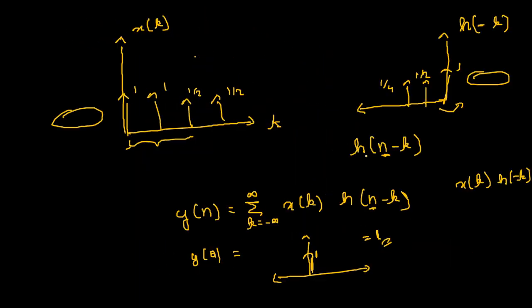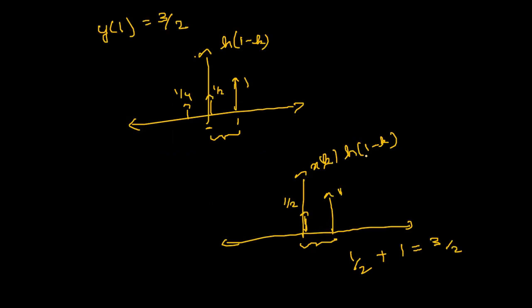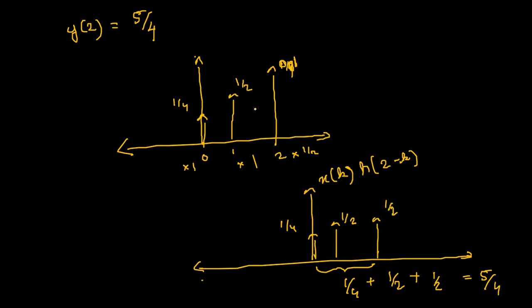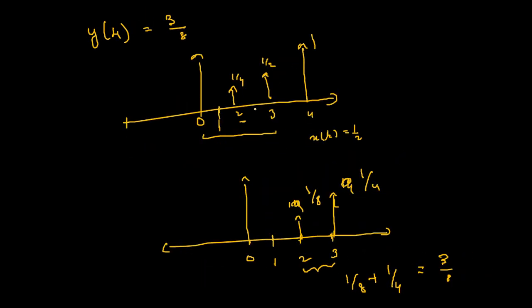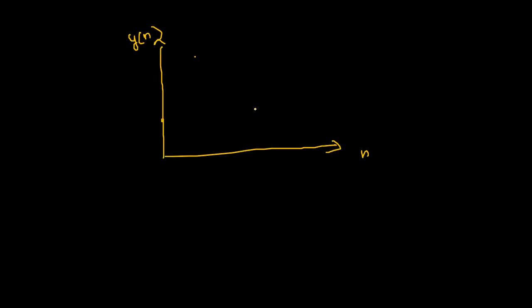So the final answer would be this is y of n and this is n. So we need to find out y of 0, right? Y of 0 was 1, y of 1 was 3 by 2, y of 2 was 5 by 4, y of 3 was 1, y of 4 was 3 by 8, and y of 5 was 1 by 8. So these are the values that we need to plot on this particular graph.